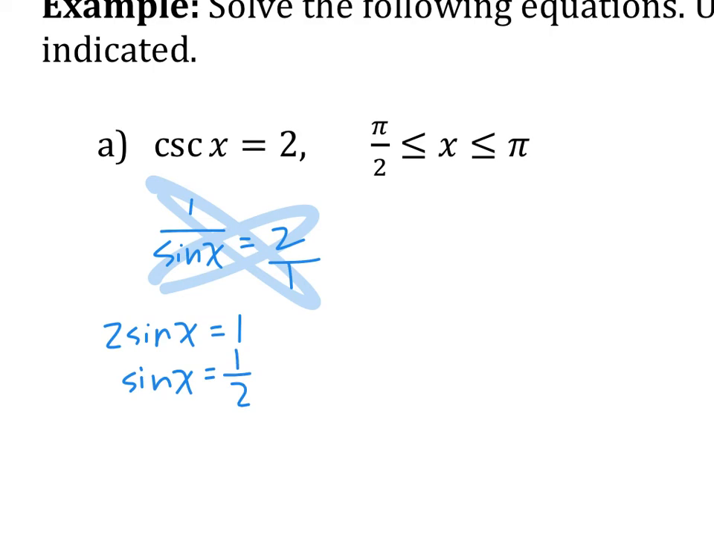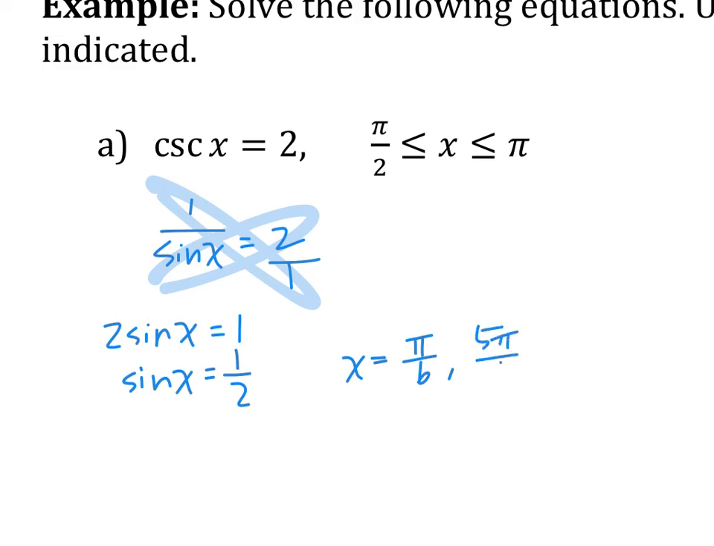Now, no unit circle in your head. Sine of what angle? So think about sine. Sine is the y direction. Which angle is going to give me sine of 1/2? 30. Oh, okay, in radians. Pi over 6. Pi over 6. Another one.